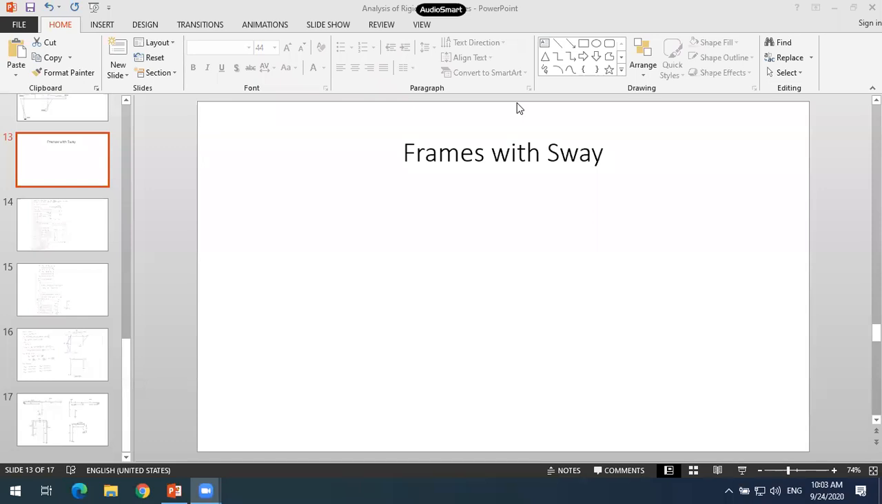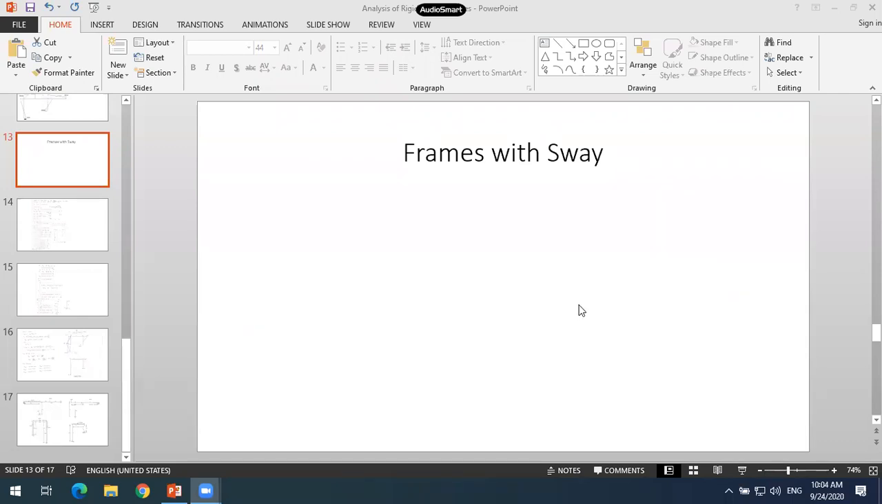Okay, so yesterday we were solving problems on frames without any sway. The last three problems we solved by the slope deflection method were totally for frames without sway. So we have dealt with such problems. Now today we'll take up a frame wherein sway is there.